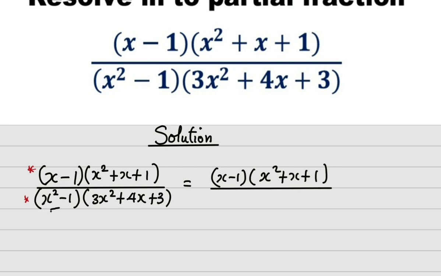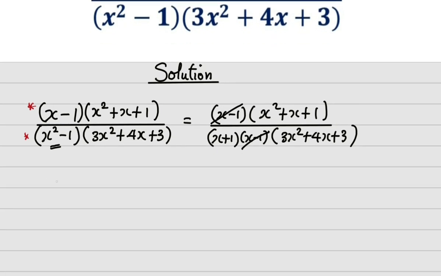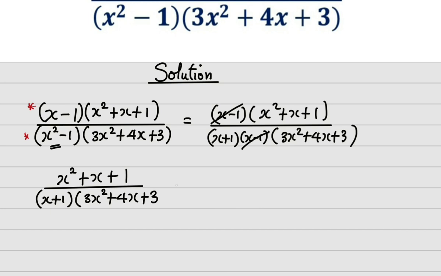Then you see this is actually difference of two squares, so I'm going to have x plus 1 down into x minus 1, then into 3x squared plus 4x plus 3. Now if you check it out, this will cancel this out. So what I have in essence is x raised to power 2 plus x plus 1 all over x plus 1, then into 3x squared plus 4x, then plus 3. This is what I have to resolve into partial fraction. And I can actually do this.